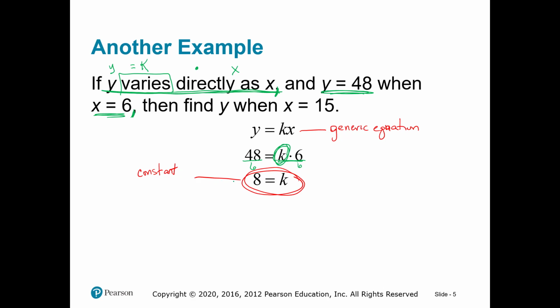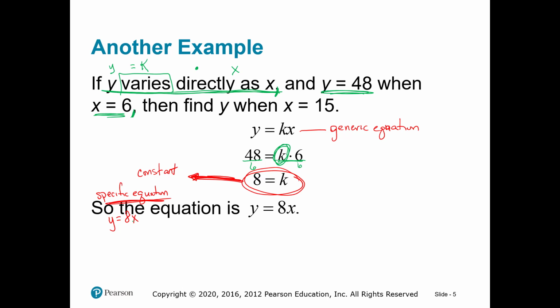As soon as you find this k, as soon as you find this constant, now you're able to write the specific equation, because that's what I need to answer their question. What would be the specific equation for this problem? Hopefully you said, hey, just replace k. You're right. Y equals 8x. That's now the specific equation for this problem. Here it is, y equals 8x. They agree with us. That's a good thing.